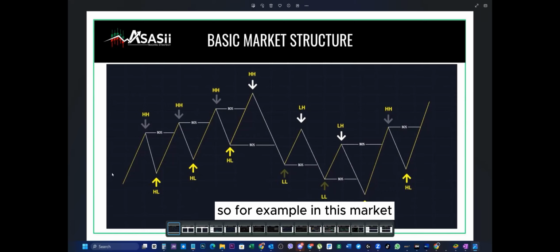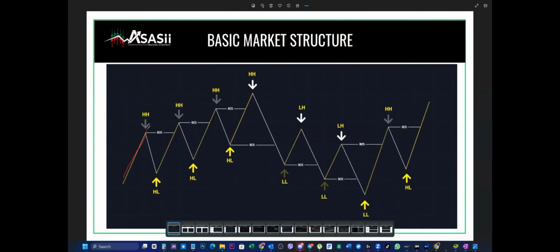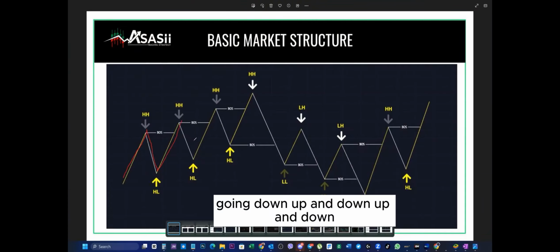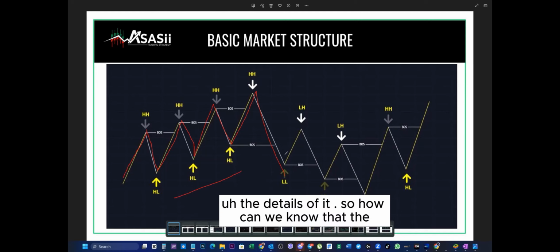For example, in this market structure, we can see that there is a higher high. The HH means higher high, and higher low. So normally price is going up, going down, up and down, up and down. Then there will be a shift of the prices showing that this is a bullish trend. In the next slide, we will give you the details of it. So how can we know that we are now in a bullish trend or in a lower trend?